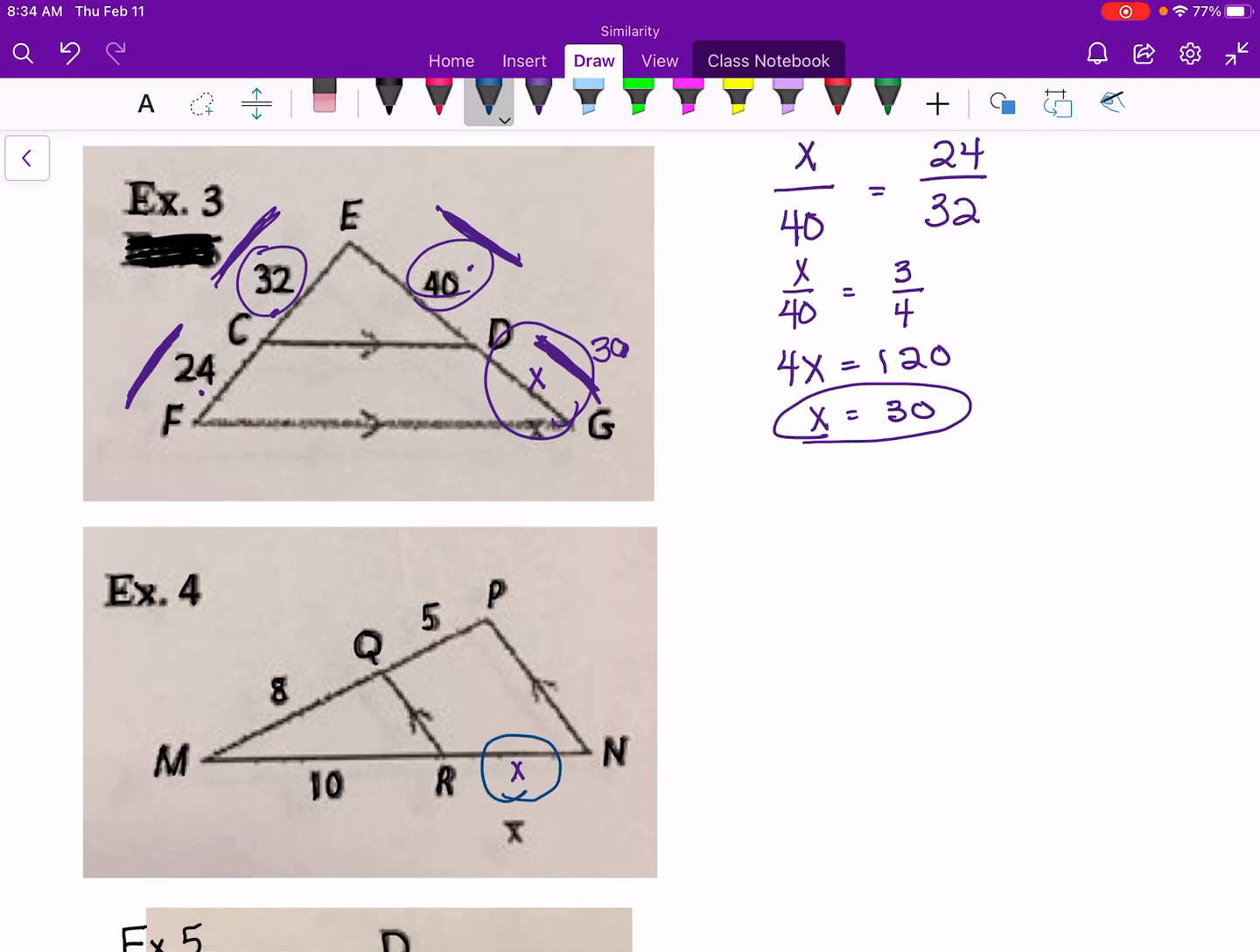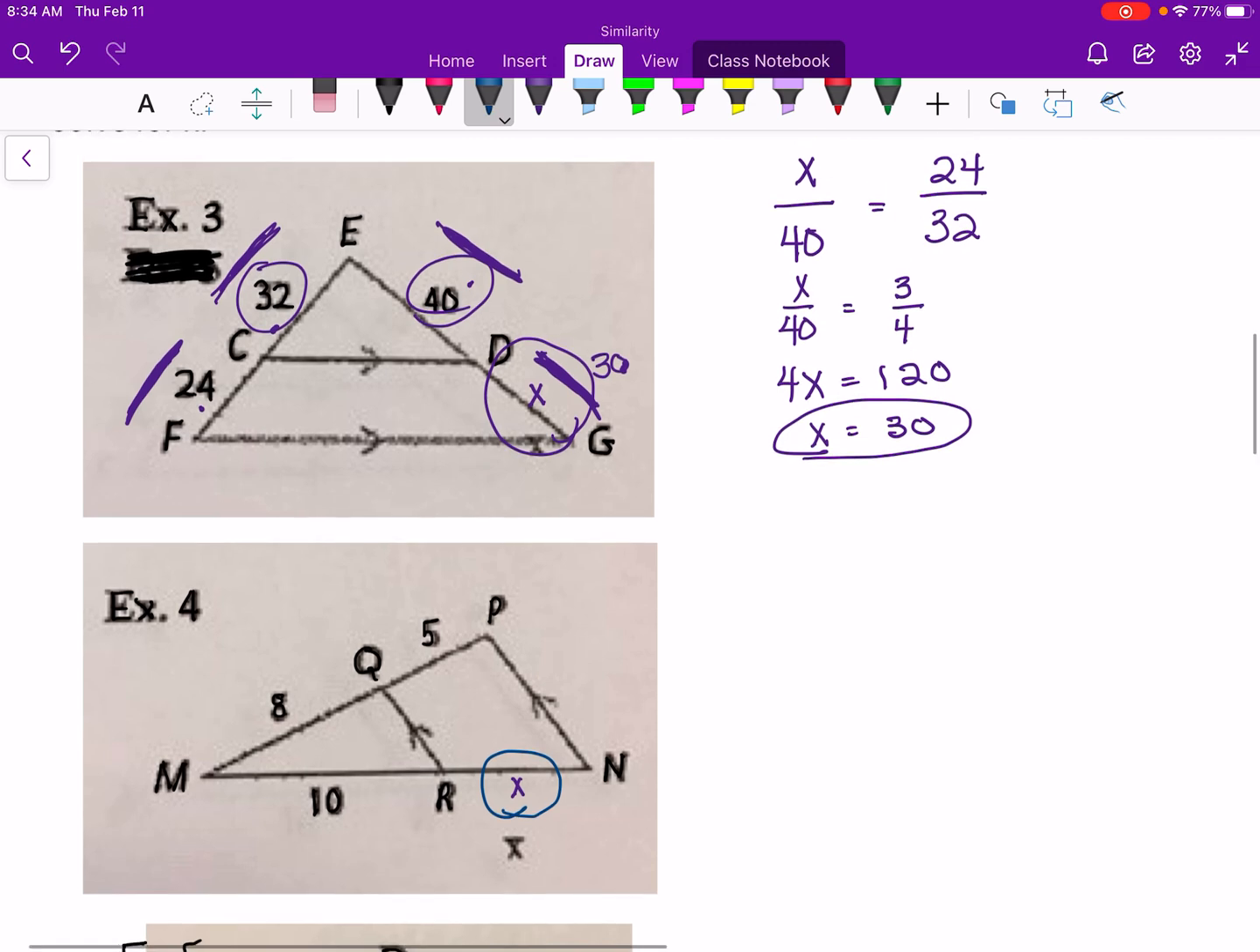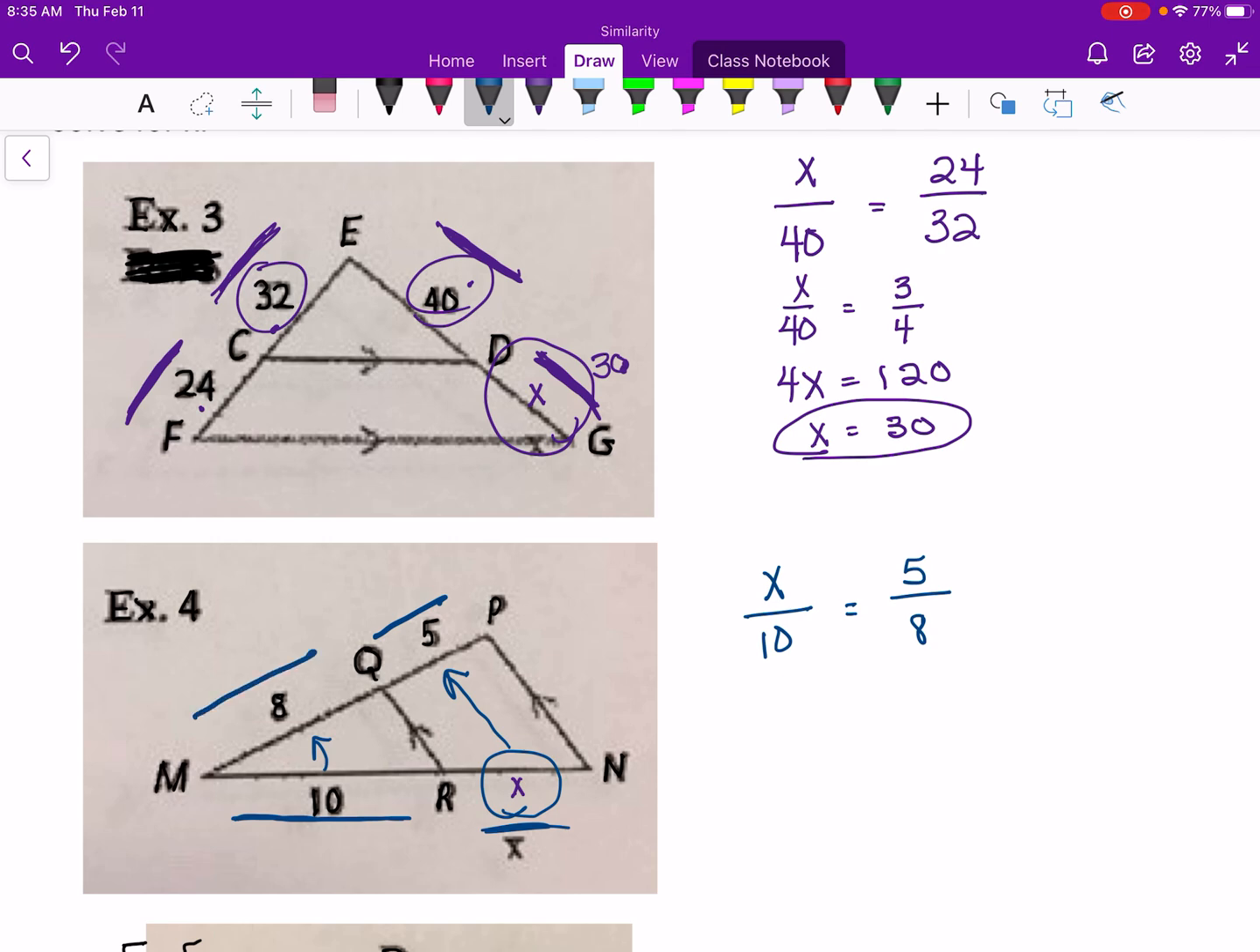Find your x. All right, this time I'm going to write my proportion in a similar manner, just a different order. X is what I'm looking for, and I have another side on that triangle. So I'm going to compare those. X is to 10. X and the 5 are in corresponding positions. 5 is just on the top, and the 10 and the 8 are in corresponding positions. So I have x over 10 equals 5 over 8.